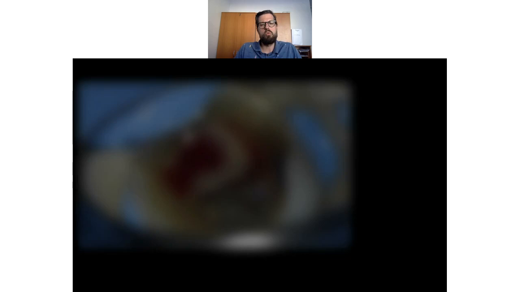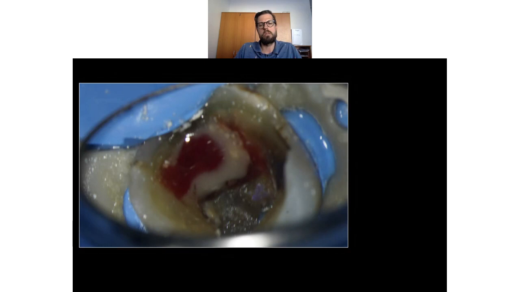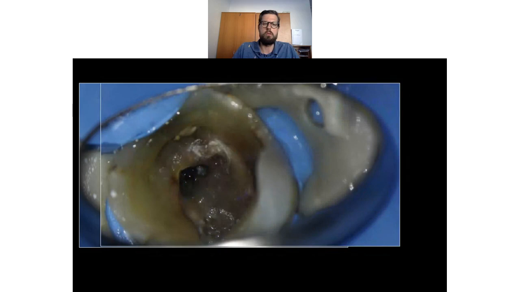So this is the picture we have as we isolated the tooth, and we are seeing pus coming from the root canal, and we also see some blood. There was no problem with the isolation of the tooth. So we must wait a little bit and dry the canal so that we see what is there. If we dry the canal, we might see now what the problem is.